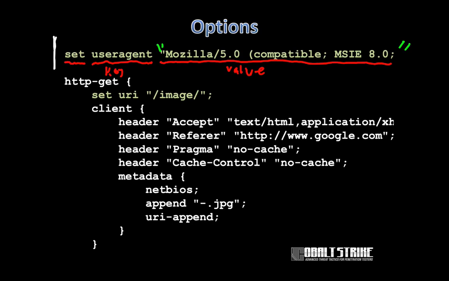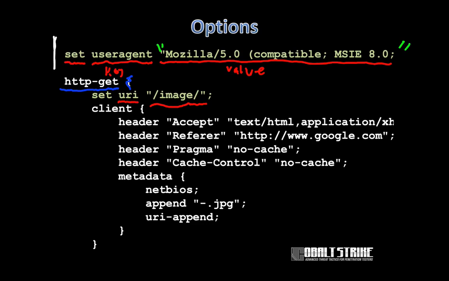But options can exist within the context of a block. Here we have the HTTP GET block. And this is defining aspects of how Beacon does an HTTP GET to download tasks. And within this block, we happen to have an option URI. And the value of this option is /image/.